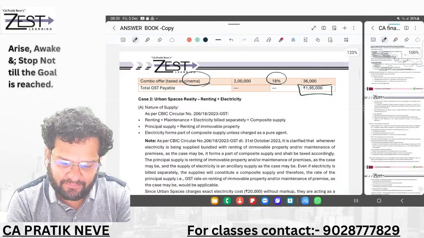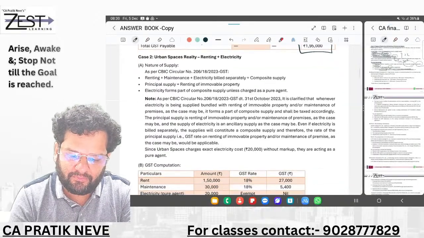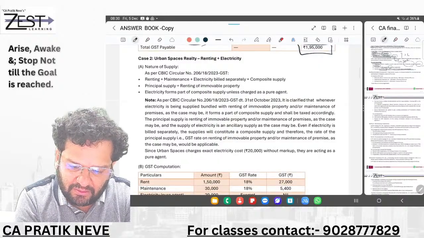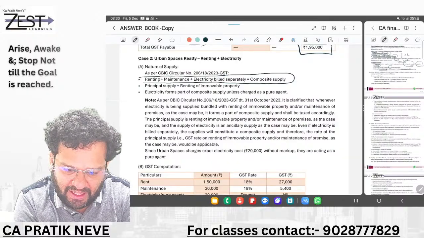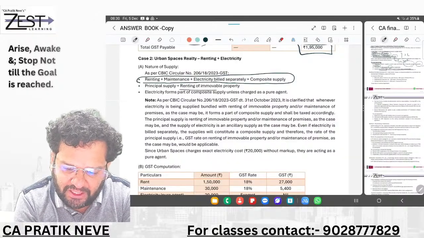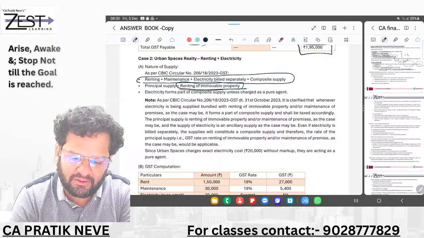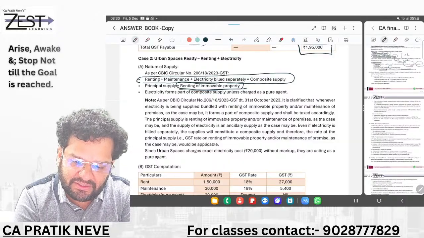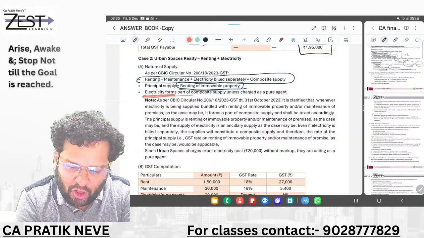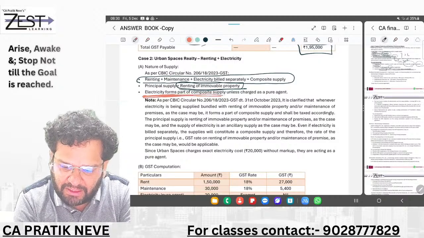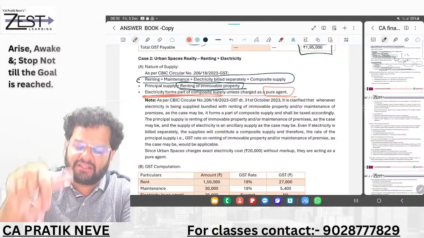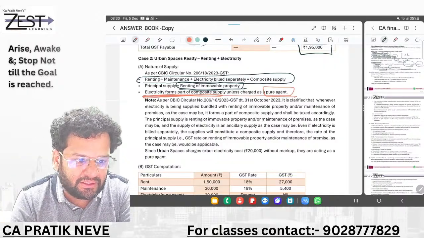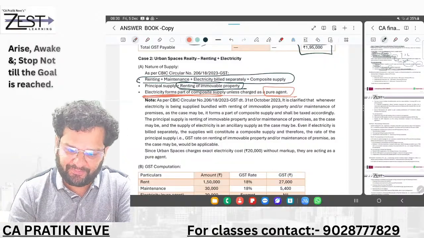See, renting plus maintenance plus electricity bill is a composite supply. Let it be. Principal supply is renting of immovable property. But friends, electricity forms part of composite supply unless charged as a pure agent. But in the given case, what has happened? It is charged as a pure agent.